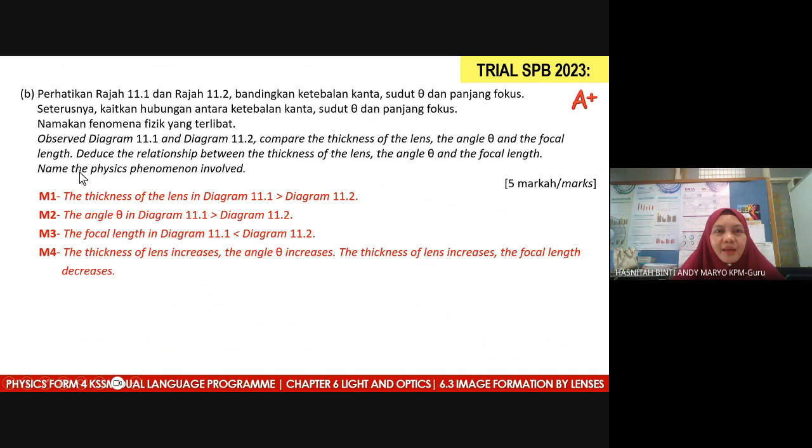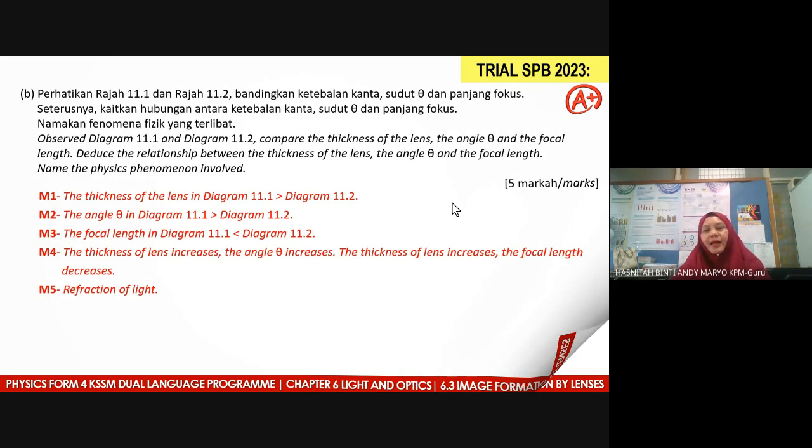And finally, name the physics phenomenon involved. Okay, for the 5th mark. So what physics phenomenon is involved in lens? So the phenomenon is refraction of light. Okay, so 5 marks. This is how we tackle this kind of question in paper 2, section C, question 11 on comparing and deducing relationships and naming the physics phenomenon involved.